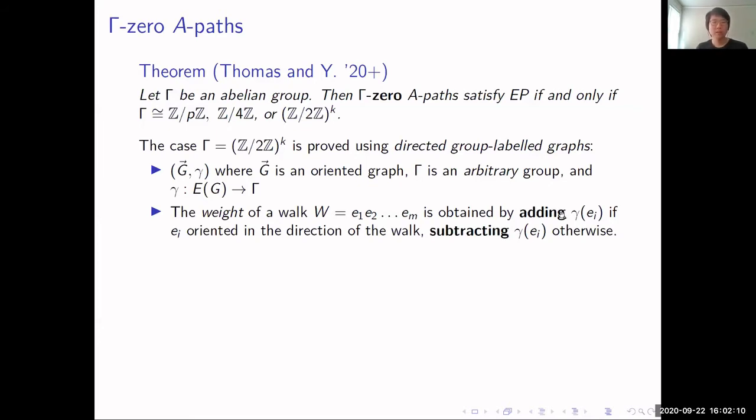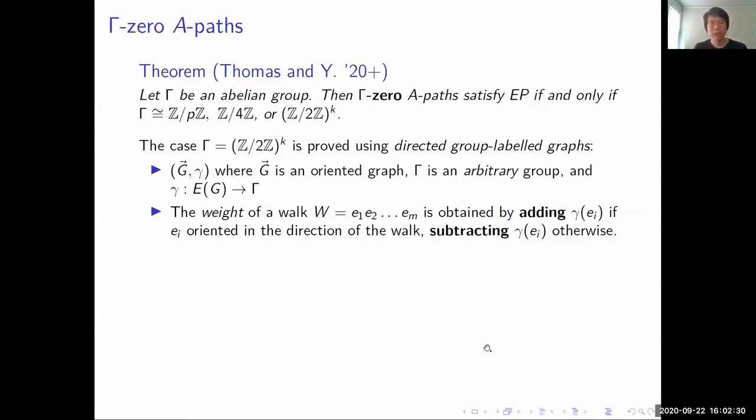Okay, and so this is slightly more difficult to define, but in a lot of ways, this is actually more natural, because if you have this adding and subtracting, then if your walk backtracks, then the backtracked part is always canceled out to be 0. So it has a nice cancellation property.